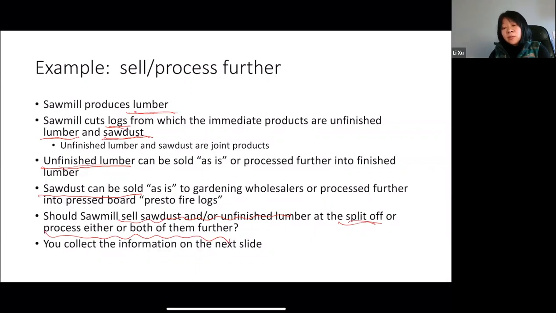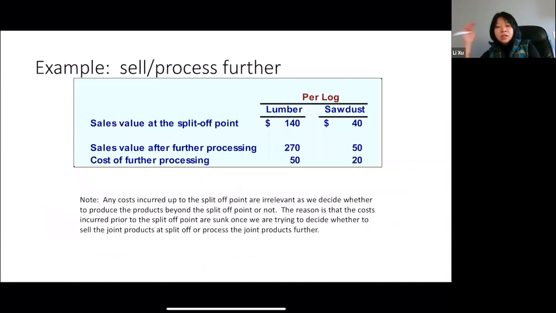Now let's look at the information we have on the next slide. Okay, so if they just stop at the split-off point, that's the sales price. If they just sell at that stage, lumber is $140. Sawdust is $40. Okay. They can continue to process more. One more stage, they are going to be able to charge a higher price. Of course, one more stage of production comes with additional cost. So the cost will be $50 for lumber and $20 for sawdust.